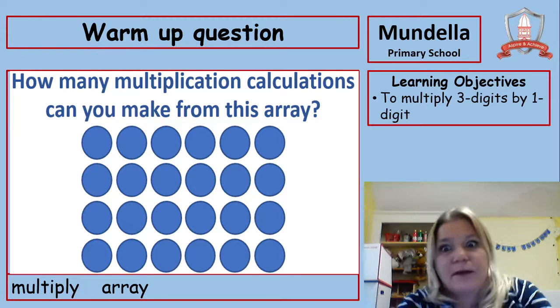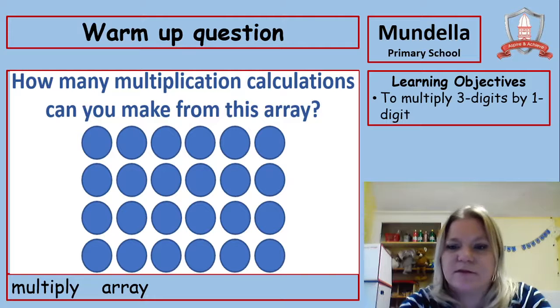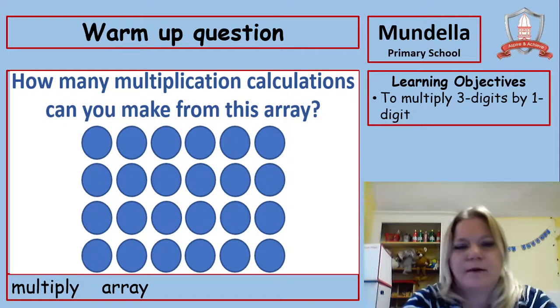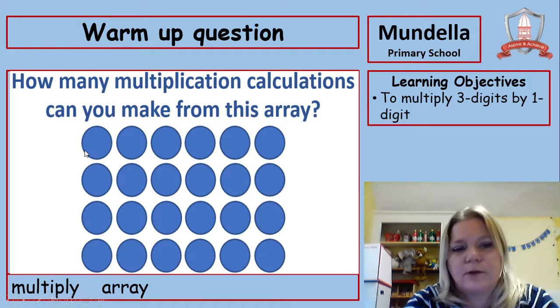Let's get our brains fired up, ready for some maths learning. I want you to have a look at this array, the way that those counters have been organised. See how many multiplication calculations you can make from this array. What I mean by that is if you can see there are 24 dots here. So one array that we could make is 24 times by 1.